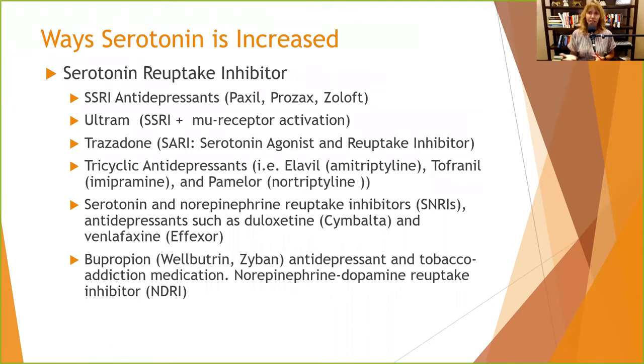Trazodone is a serotonin agonist and reuptake inhibitor. So it increases the serotonin and it prevents its reuptake, so it keeps more of it available. Typically, you wouldn't see trazodone prescribed with an SSRI, but every once in a while you do. Your tricyclic antidepressants like Elavil, Tofranil, and Pamelor, you're probably not going to see those with SSRIs, but you may see those with opiates or something else. And we're going to talk about some over-the-counter medications.